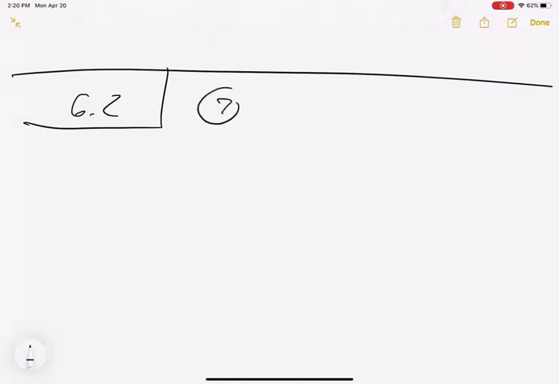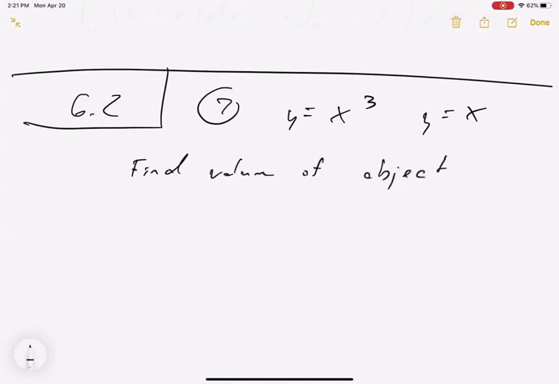Okay. So 6.2, problem 7. Let's start with that one. We are given y equals x cubed, y equals x, and we're told to find the volume of objects when we rotate the region enclosed by these curves around the x-axis.